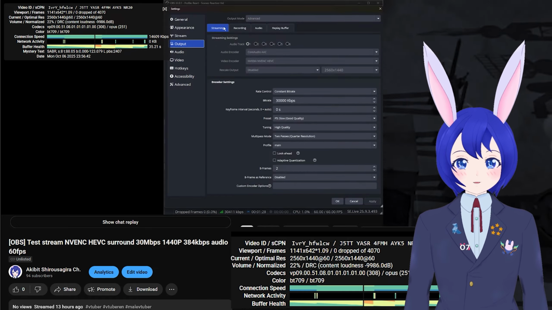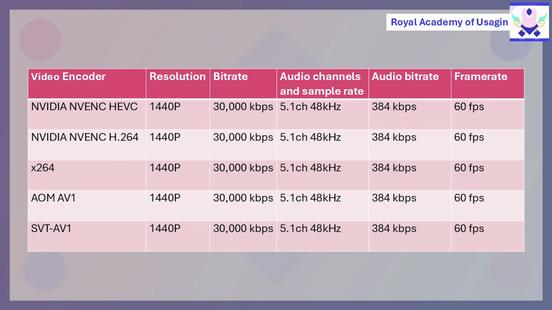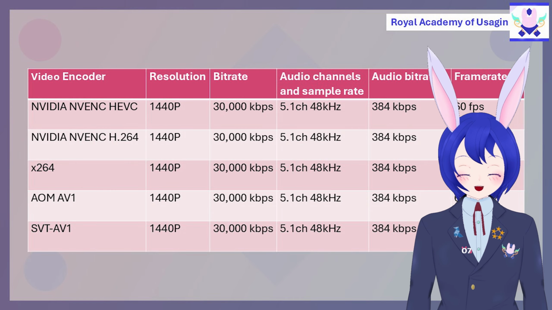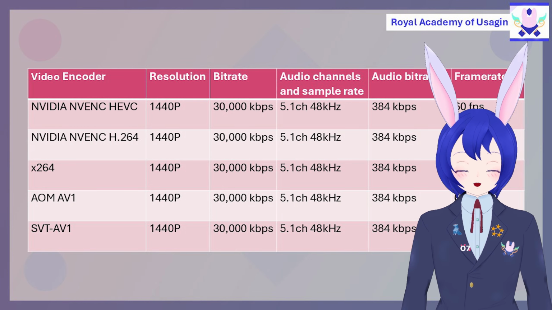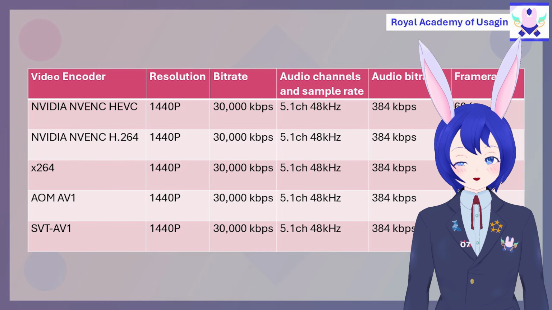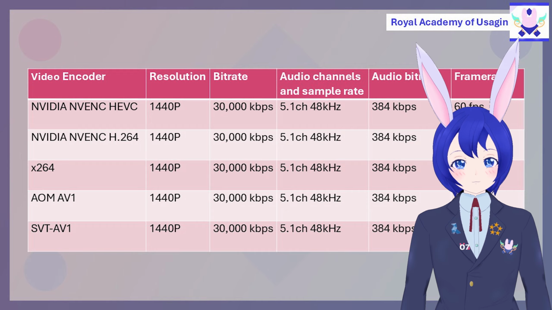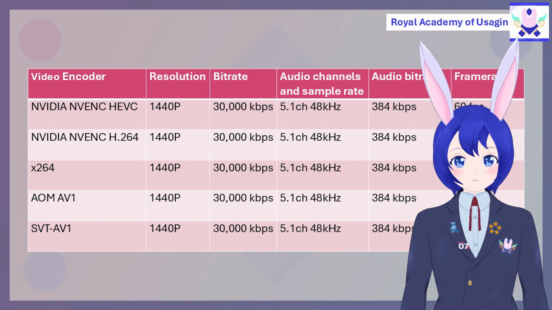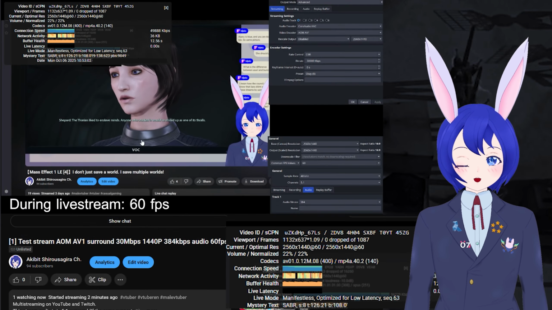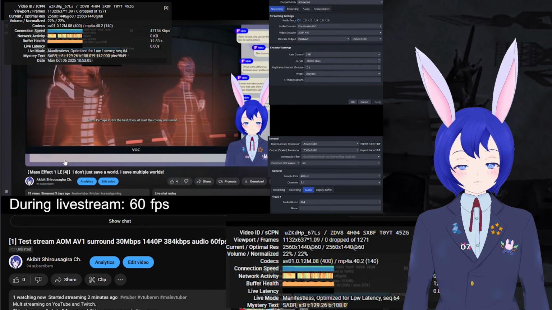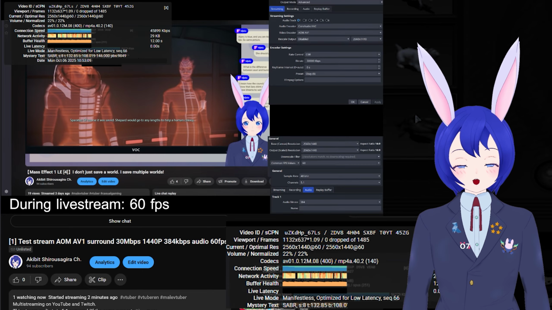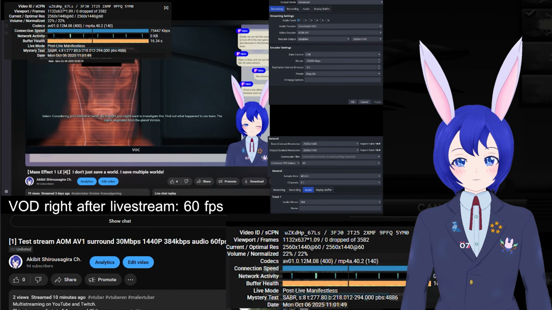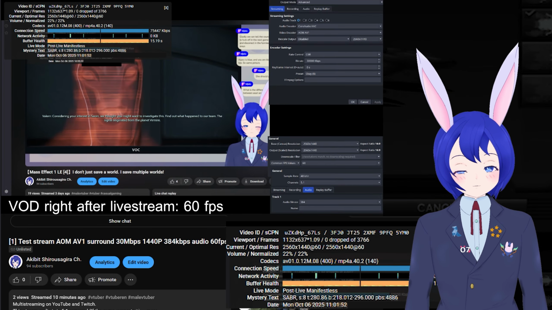Additionally, I tried streaming with AOM AV1 and SVT AV1 encoders, instead of the NVENC AV1. I'm not even gonna pretend to know the difference, but it seems that SVT and AOM AV1 use the CPU rather than the GPU, unlike the NVENC AV1. To no surprise, the results are the same. All AV1 encoding has no 60 FPS option after the VOD has been processed and time has passed, even if the live streams were indeed in 60 FPS.